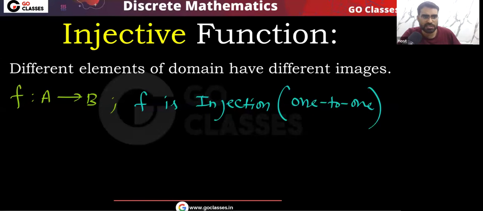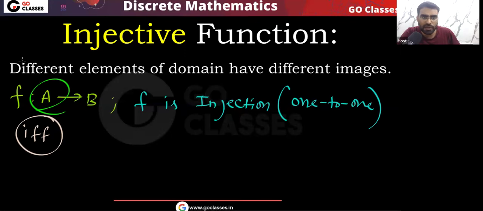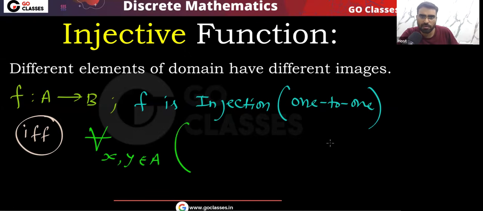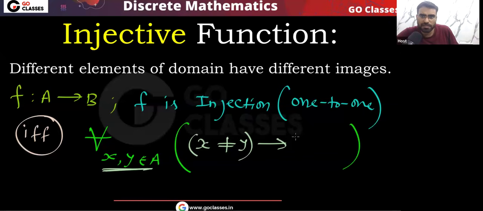Okay. f is injective if and only if different elements of the domain have different images. This means for all x, y in A, what can I say? For all elements of the domain, if these elements are different, then their images also must be different.